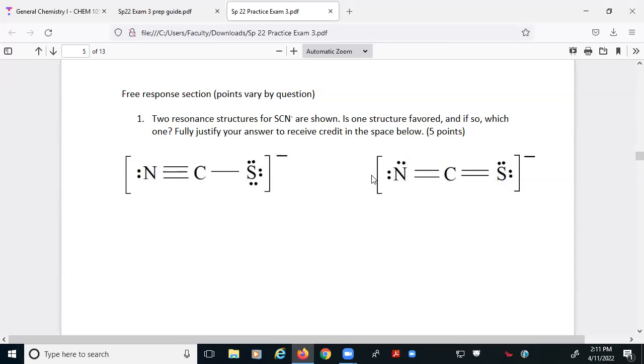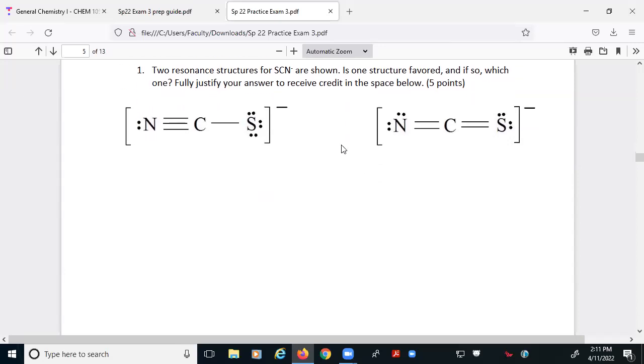All right, so number 1 in this free response section says, we have 2 resonance structures for the thiocyanate ion shown. Question is one of these favored over the other, and which one would be favored? Justify the answer. So we can look at this and make some preliminary evaluations.